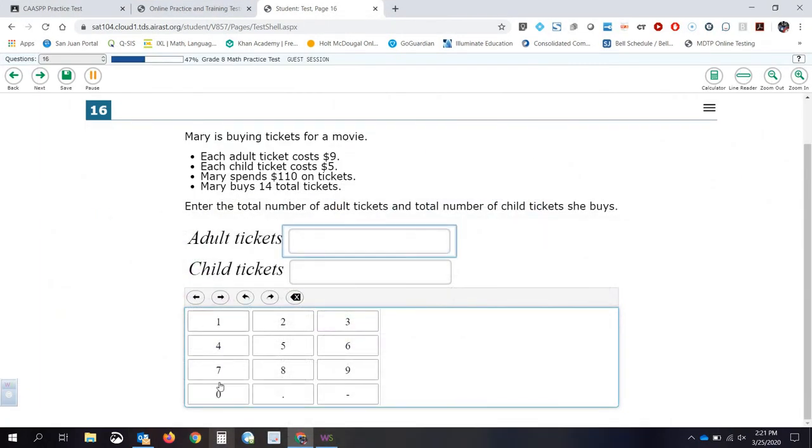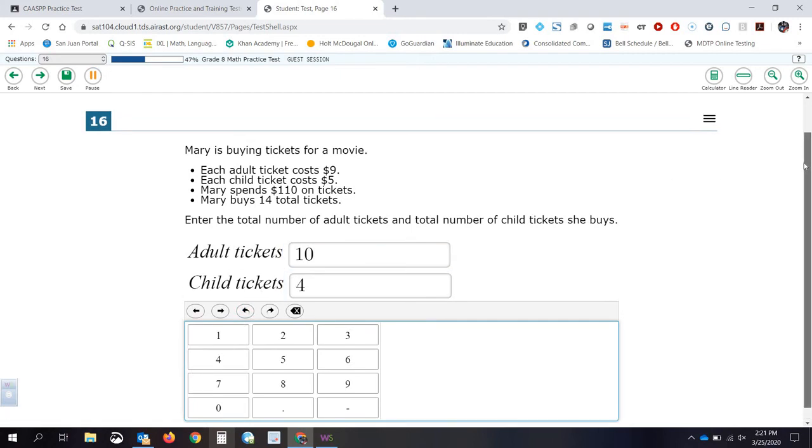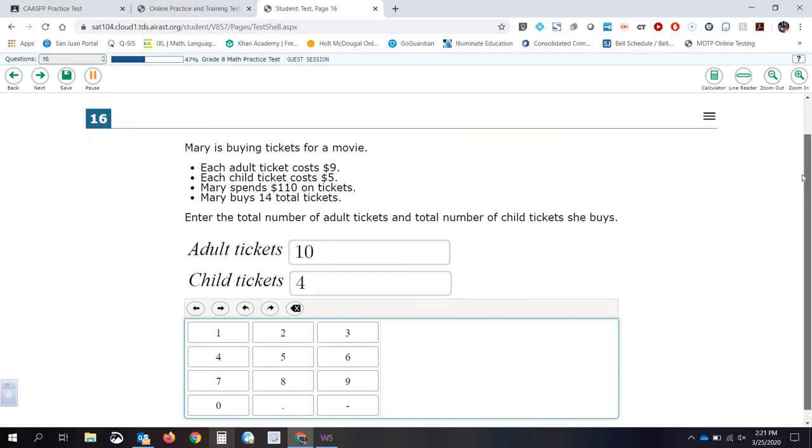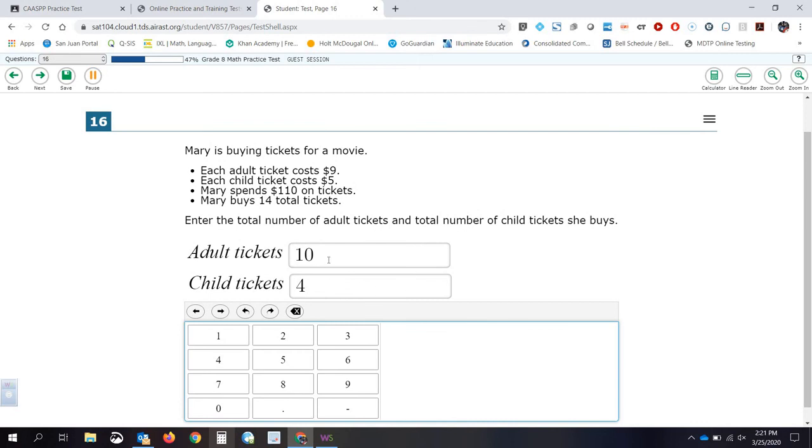So 10 adult tickets, 4 children tickets. I know that problem was very much involved, and there's other ways we could have done it. I know some of you are thinking, well, I could have just guessed and checked. And you're right. You could have just tried and guessed and checked, and you probably would have arrived there eventually. But the point of algebra is to eliminate guessing and checking. And when you're good at algebra, it can go much faster than guessing and checking.